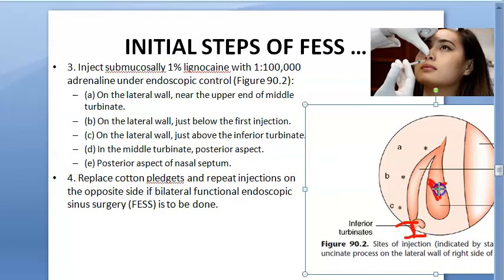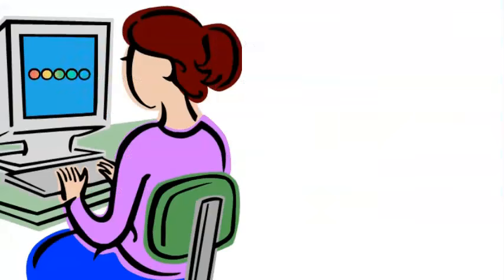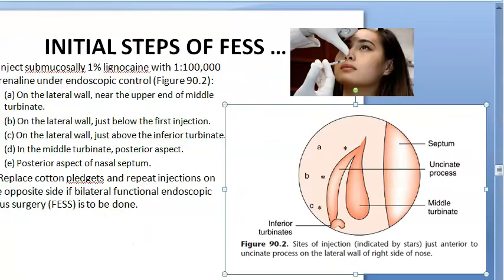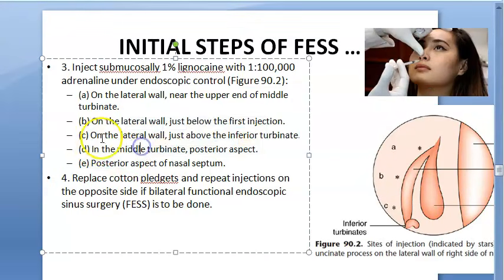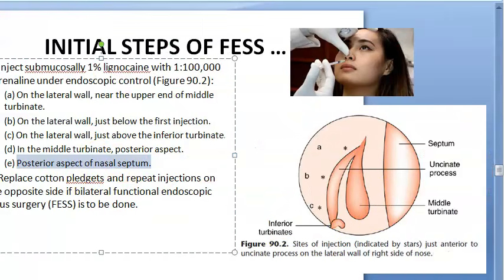So inferior turbinate, middle turbinate, here you have the uncinate process. So 3 injections over. Where are they giving the next 2? In the middle turbinate, posterior aspect, okay. In the middle turbinate, posterior aspect they are giving. Posterior aspect of nasal septum also they are giving.